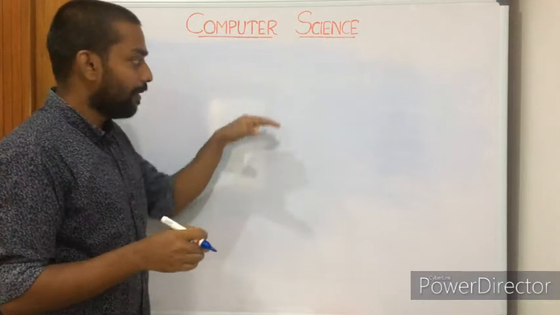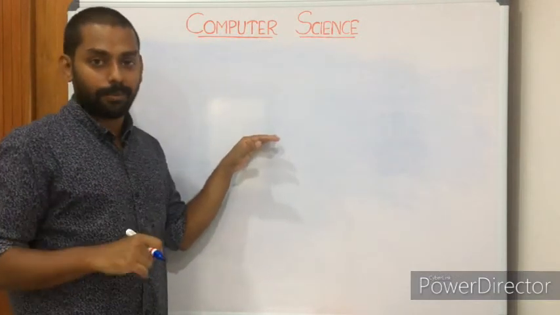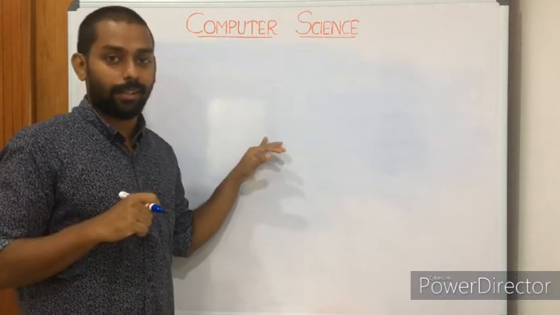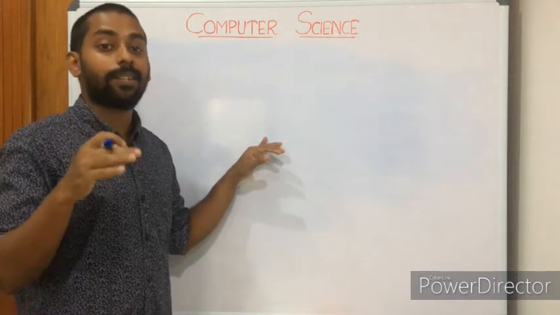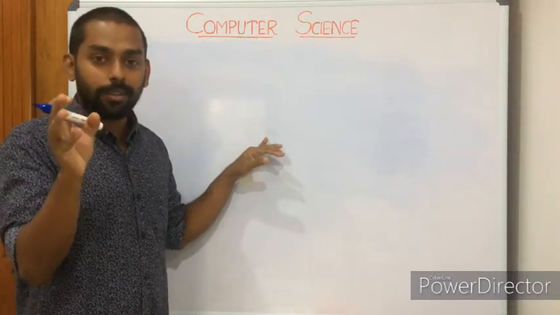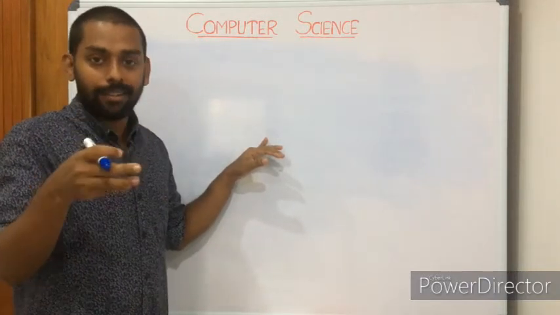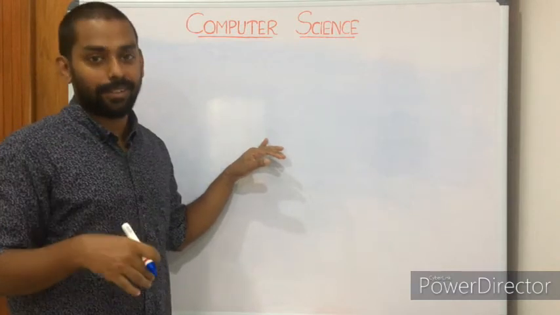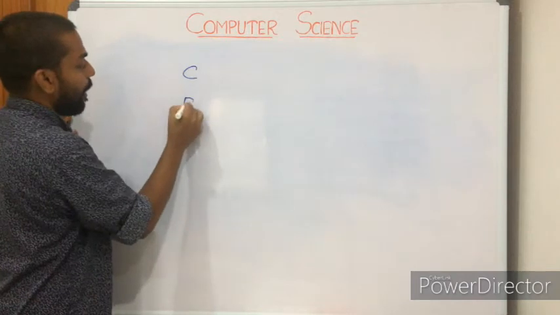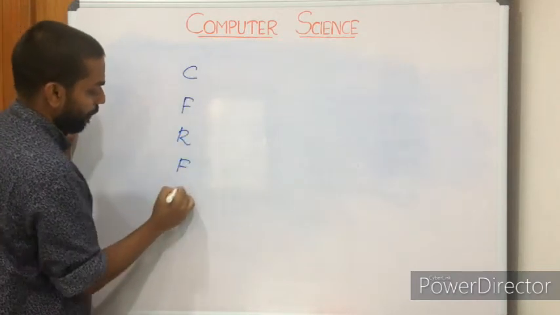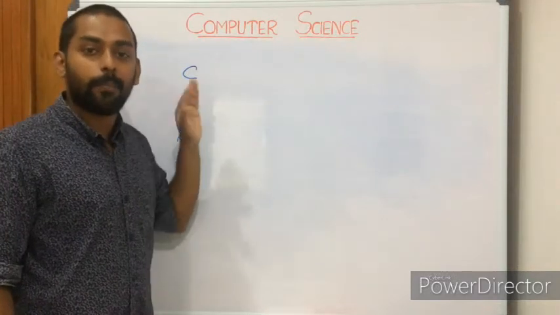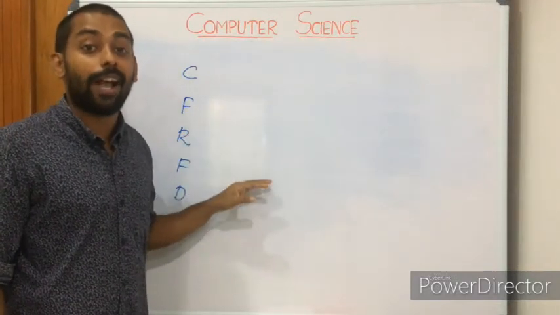I will write something, 5 letters here on the board, and it is all about data storage hierarchy. You just expand all those letters and explain them. And these are the letters: C, F, R, F, D. These are the elements or the components in a data storage hierarchy.